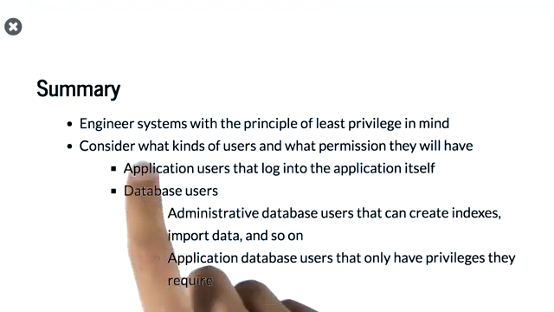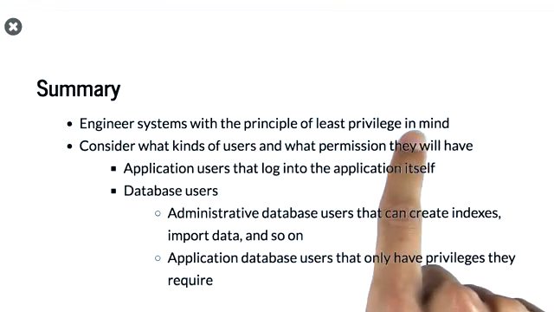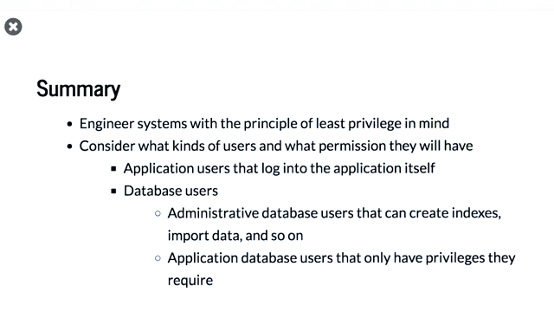So just to recap, make sure to engineer your systems with the principle of least privilege in mind. In order to do this, we have to first consider what kinds of users we'll have on our system and what kind of permissions they'll need. This includes application users who will be using the application itself, and database users who will connect to and apply operations against the database.